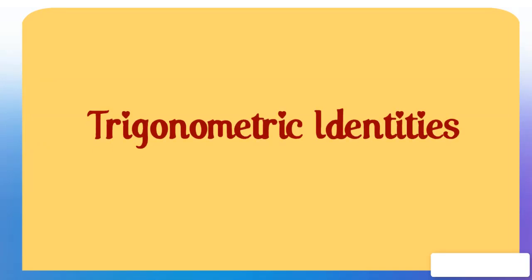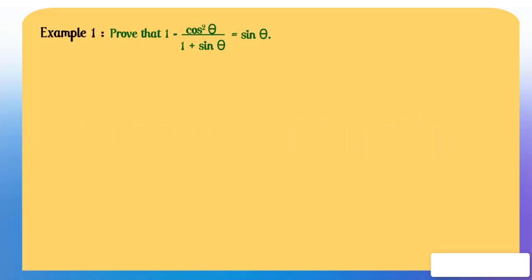Trigonometric identities. Let's take the next example. Prove that (1 minus cos square theta) by (1 plus sin theta) is equal to sin theta.